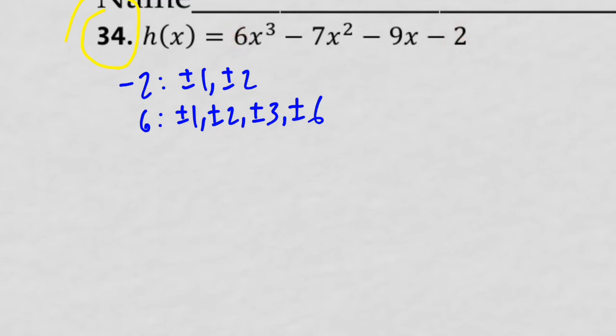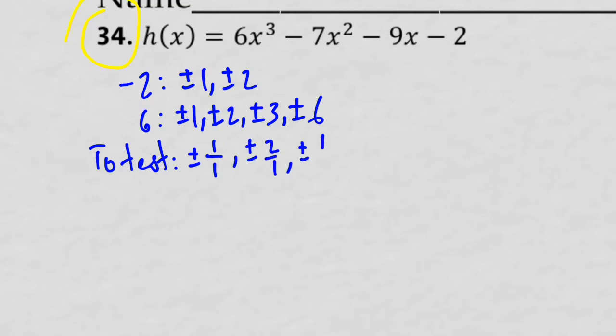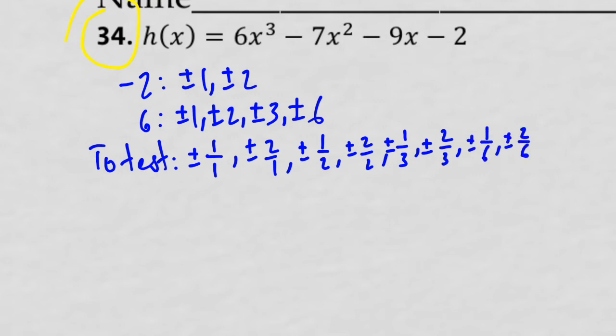So what are the possible numbers we're going to test? Possible values are plus or minus 1 over 1, plus or minus 2 over 1, plus or minus 1 over 2, plus or minus 2 over 2, plus or minus 1 over 3, plus or minus 2 over 3, plus or minus 1 over 6, and plus or minus 2 over 6, right? Make all the different combinations you can where these are the numerators and these are the denominators.